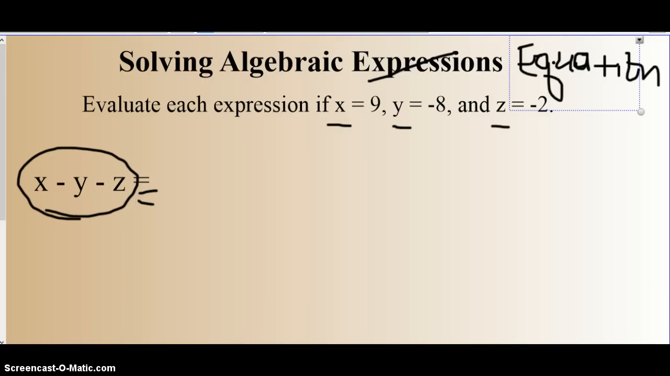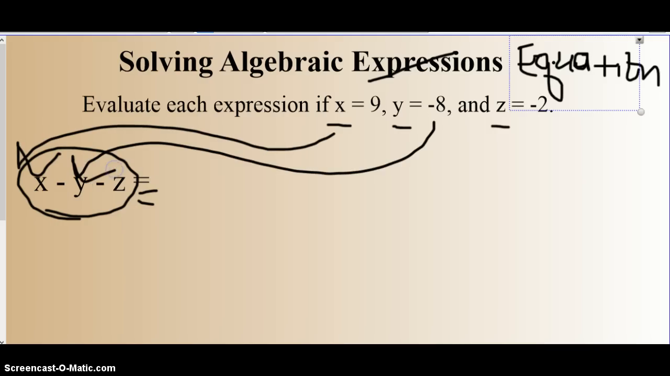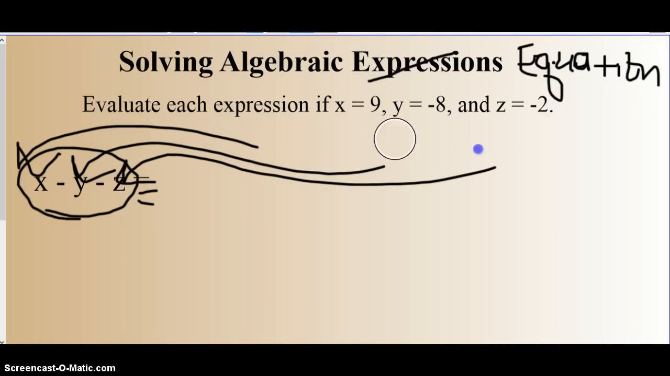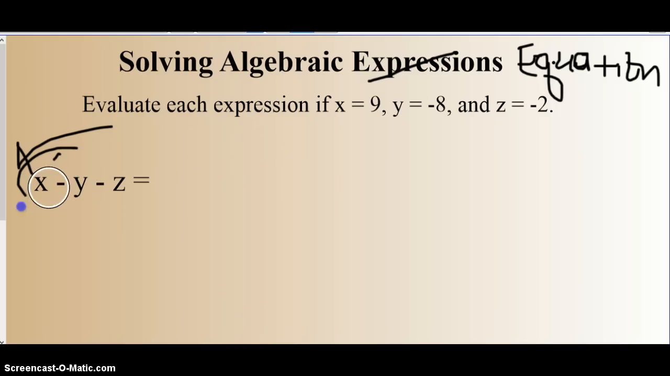So we've got x minus y minus z, where x equals 9, y is equal to negative 8, and z is equal to negative 2. I know that looks really messy, so I'm going to erase some of this for you so that you can see this properly. But you're going to be substituting in those numbers for those variables and solving this for tomorrow. Good luck!